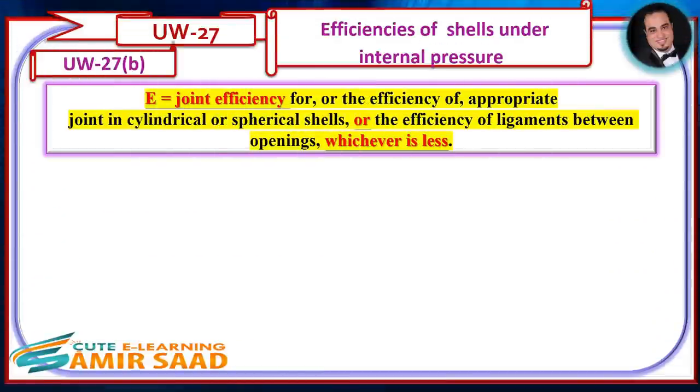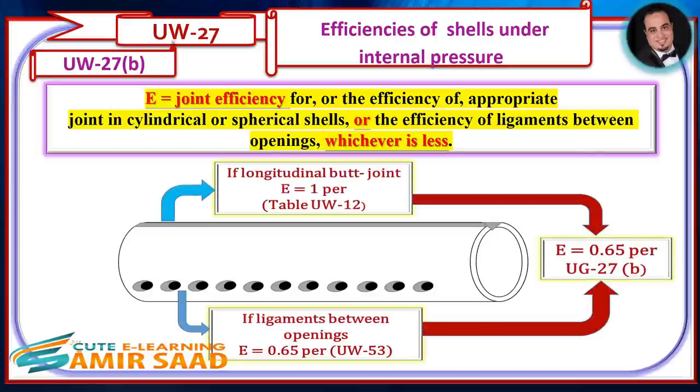As per UW-12(b), E equals joint efficiency for, or the efficiency of, appropriate joint in cylindrical or spherical shells, or the efficiency of ligaments between openings, whichever is less. As illustrated in the diagram, if the shell has butt joint and ligaments, we use the lowest efficiency of butt joint and ligaments. In this case E equals 0.65.